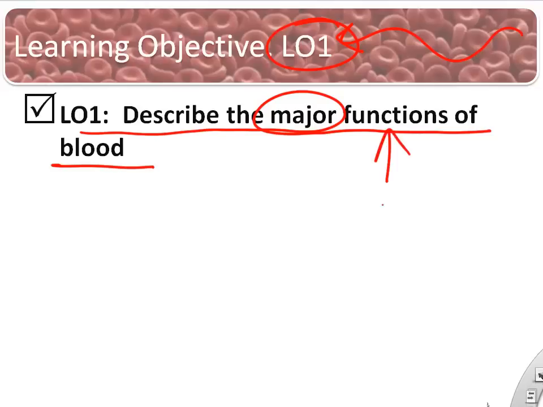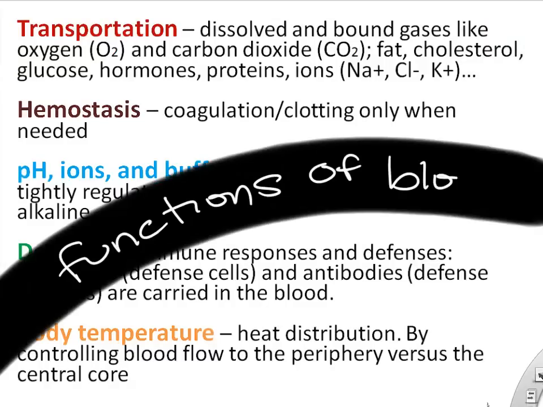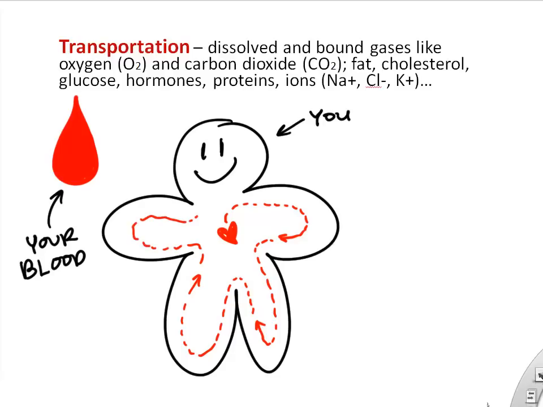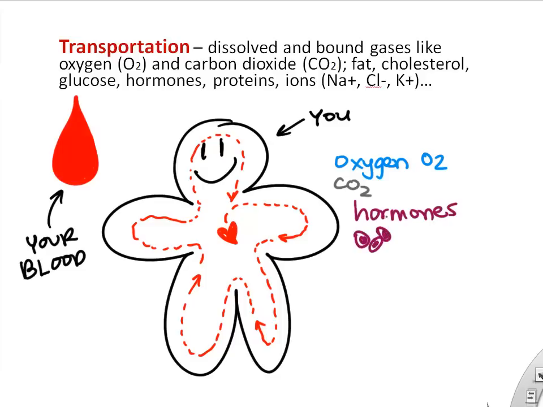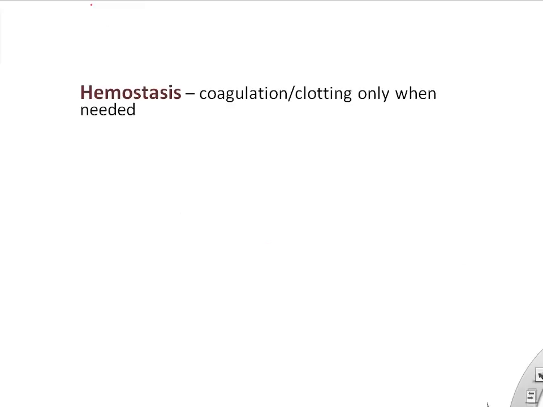So the major functions of blood, obviously blood helps circulate things around the body, so transportation would be one of the major functions of blood. Things that are transported around your body in the blood are gases like oxygen and carbon dioxide, but also nutrients like fats and hormones and glucose and all types of things. We also circulate cells around, and proteins, and ions that we've learned about, sodium, chloride, calcium. All the things that are outside our cells are circulated around in the blood.